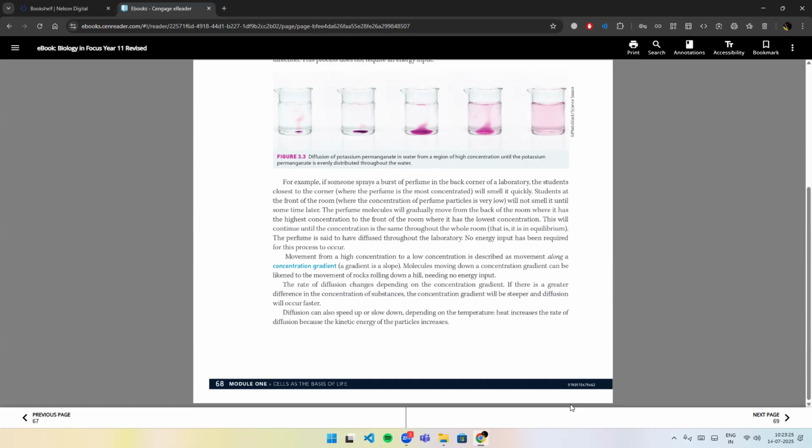So movement from a high concentration to a low concentration is described as movement along a concentration gradient. Molecules moving down a concentration gradient can be linked to the movement of rocks rolling down a hill needing no energy input. The rate of diffusion changes depending on the concentration gradient. If there is a greater difference in the concentration of substances, the concentration gradient will be steeper and diffusion will occur faster. Diffusion can also speed up or slow down depending on the temperature. Heat increases the rate of diffusion because the kinetic energy of the particles increases.